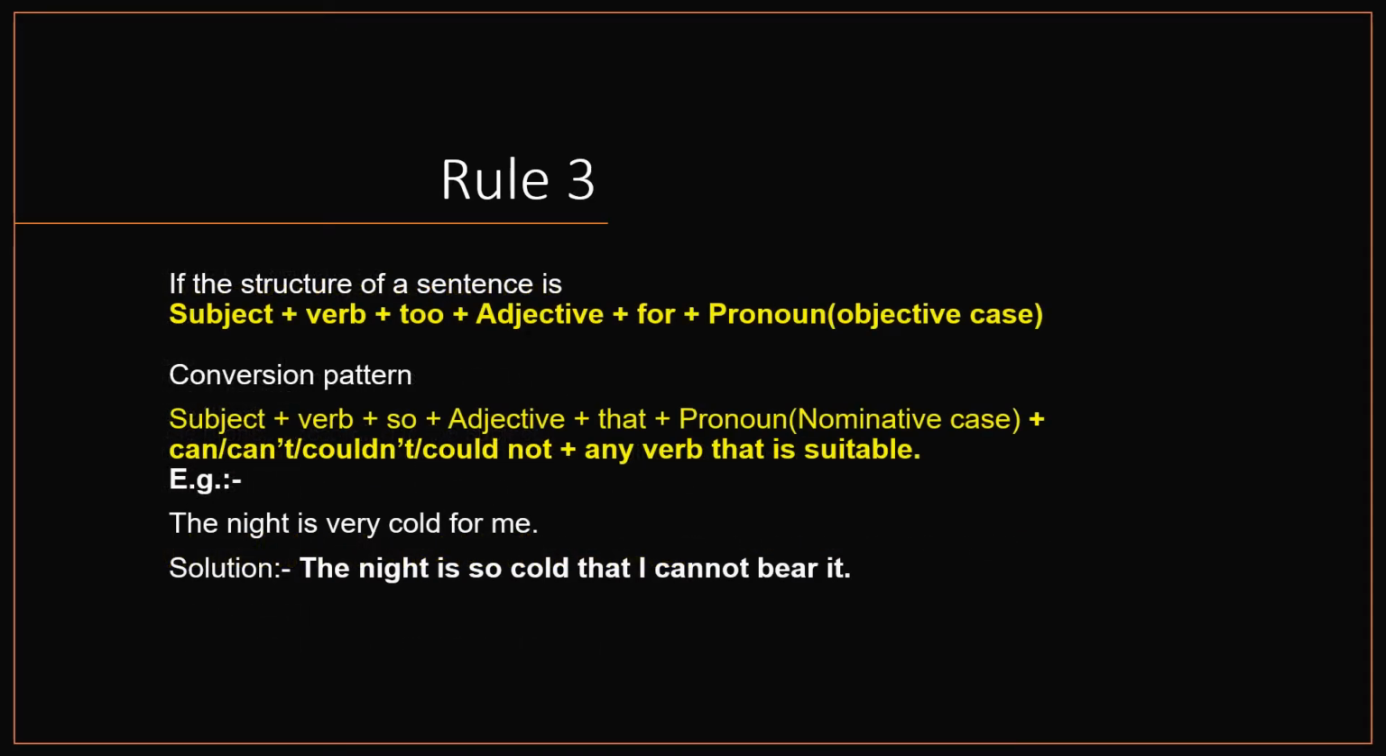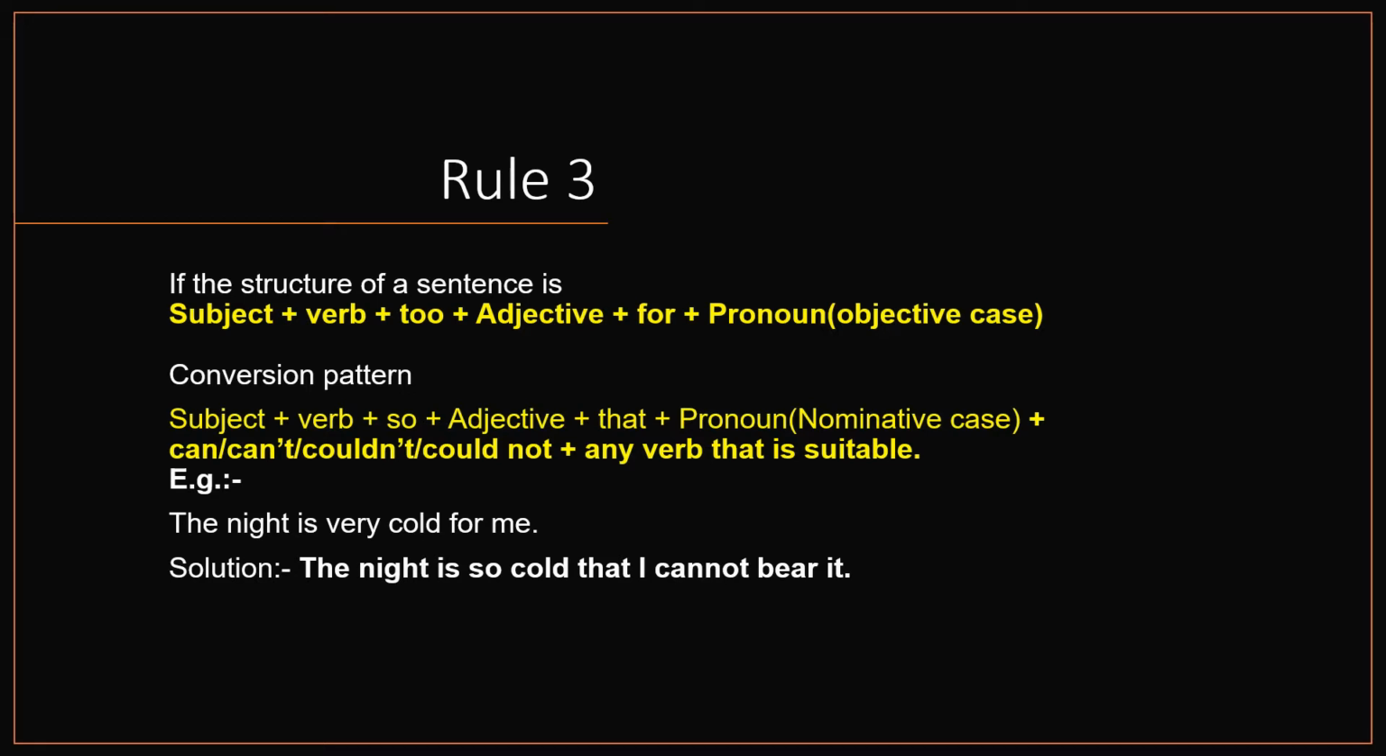Rule number 3. If the structure of a sentence is subject plus verb plus to plus adjective plus for plus pronoun objective case, then the conversion pattern will be subject plus verb plus so plus adjective plus that plus pronoun nominative case plus can, can't, couldn't, could not plus any verb that is suitable.